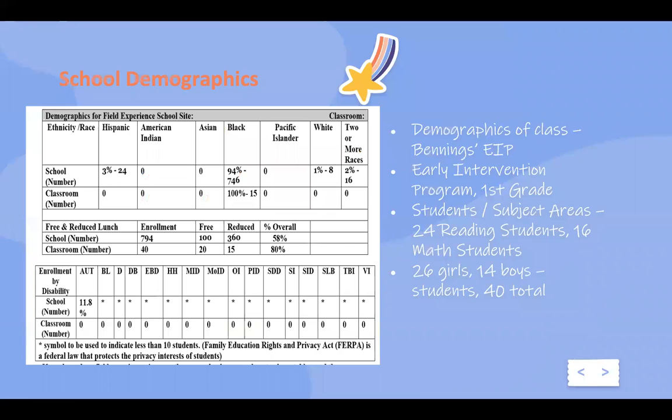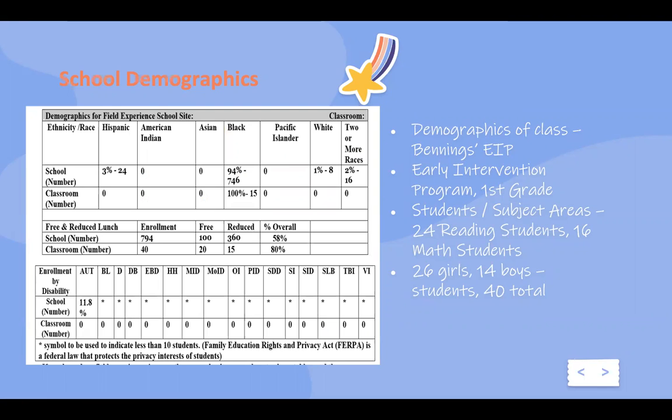So, a little bit of demographics about my school as well as my class. I am an EIP teacher for first grade students. I service 24 reading students and 16 math students. Out of the 40 students that I have combined, 26 of them are girls and 14 are boys.